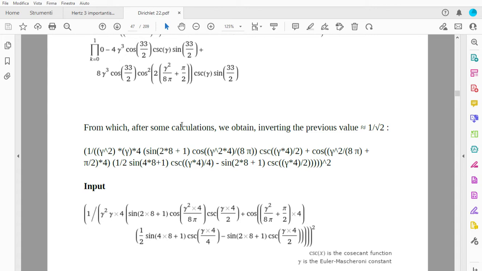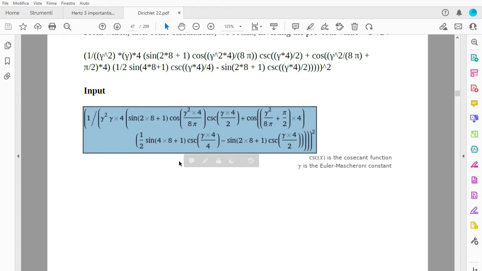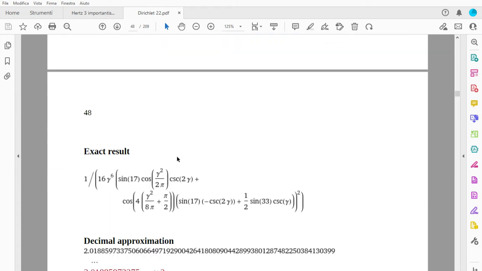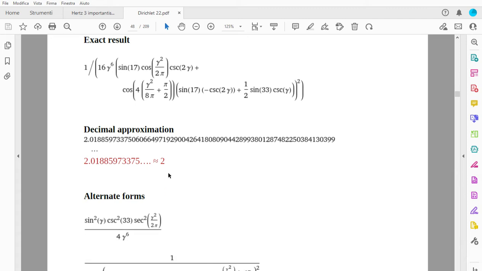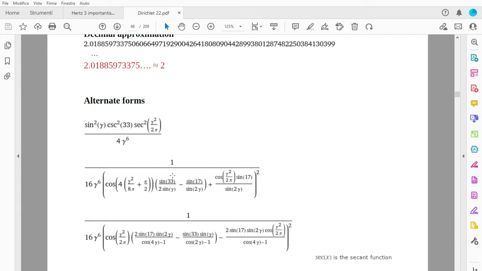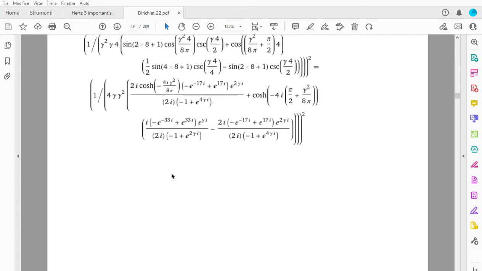Practically, from the previous expression, after some calculation, we obtain, inverting the previous value, this expression and this exact result. A result that is very near to this is the study of the function.